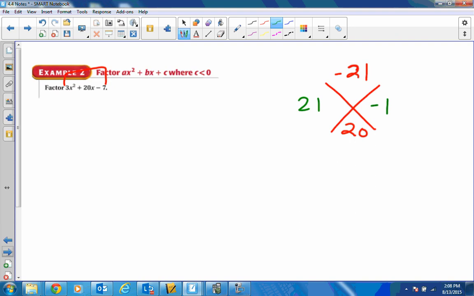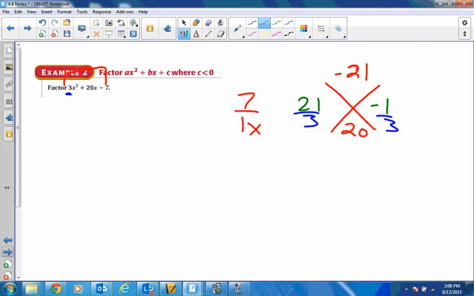That works. So now we're going to take our a, which in this case is 3. We're going to divide each of those by 3. If we can reduce it, we want to. So 21 divided by 3 is 7 over 1. We slap an x there, so it'd be 1x plus 7. This one can't reduce, so we just put an x with it on the bottom. So it'd be 3x minus 1 on the bottom, and that would be it.